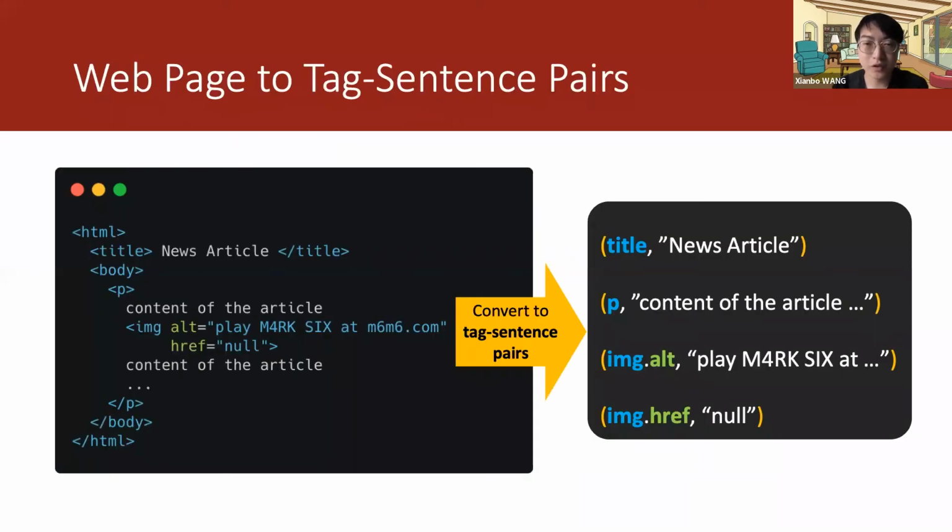After jargon normalization, we will feed web pages into the machine learning classifier. Remember, the second key idea is to keep the tag information when doing this. So first, we will convert the HTML code into tag sentence pairs. Note that we treat tag attributes that can hold text as separate tags, like the alt attribute of image.